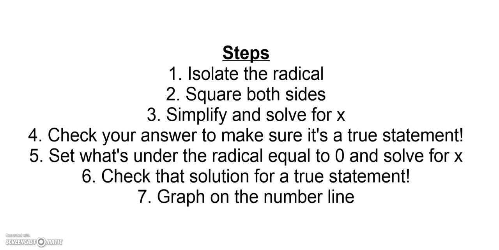Okay, so the steps to solving radical inequalities. The first thing that you need to do is isolate the radical, which is what we did earlier. Then you're going to square both sides, simplify and solve for x, and then check your answer to make sure it's a true statement. This one is extremely important when it comes to inequalities. Then you're going to set what's under the radical equal to 0 and solve for x. Then again, check that solution for a true statement. Then you're going to graph it on the number line.